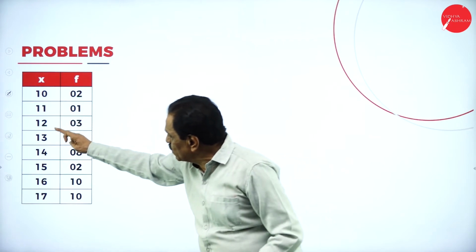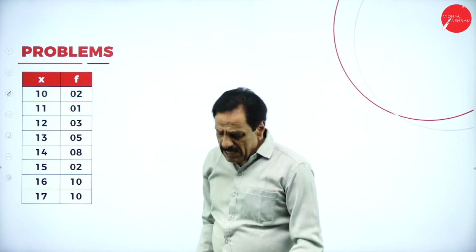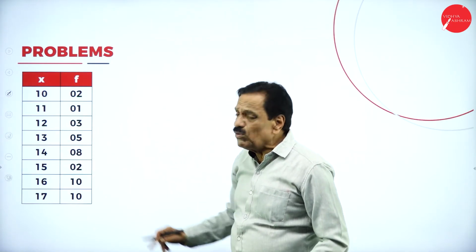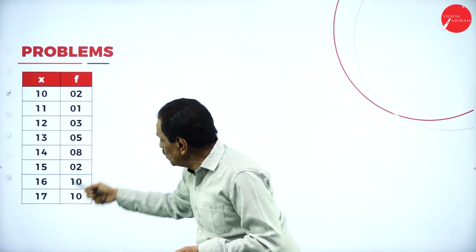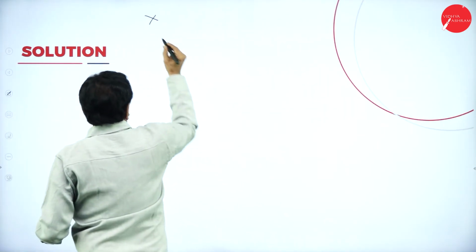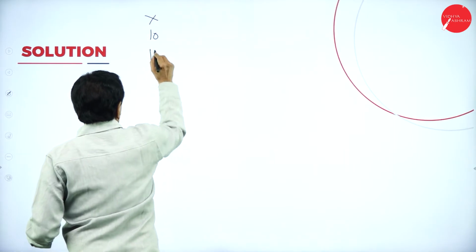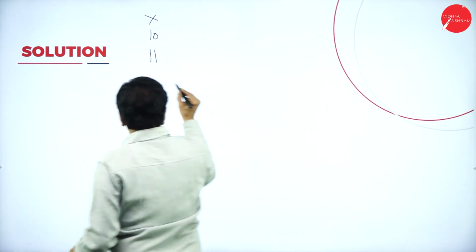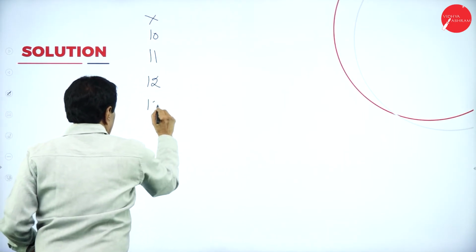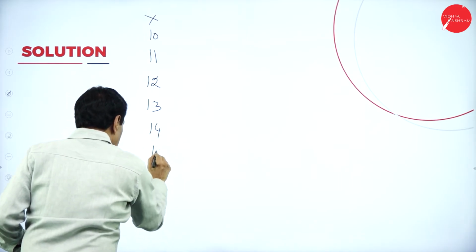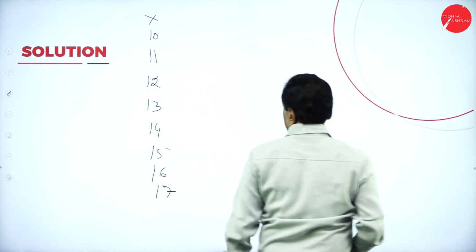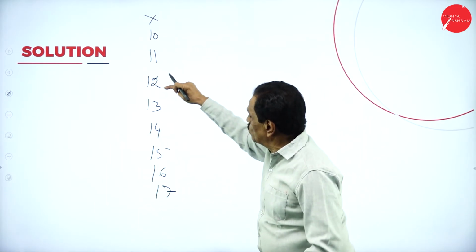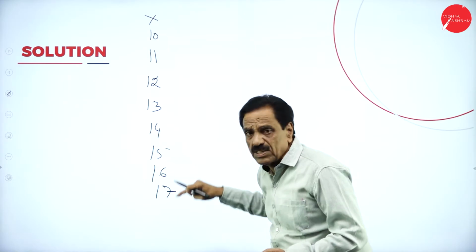Here 10, 11, 12, 13, 14, up to 17. All single numbers are there now. The difference is 1. Be careful. X: from which figure? 10 to 17. A single number is given: 10, 11, 12, 13, 14, 15, 16, 17.